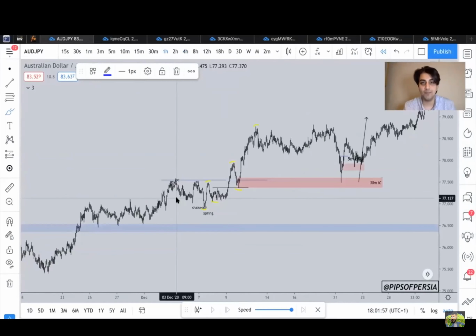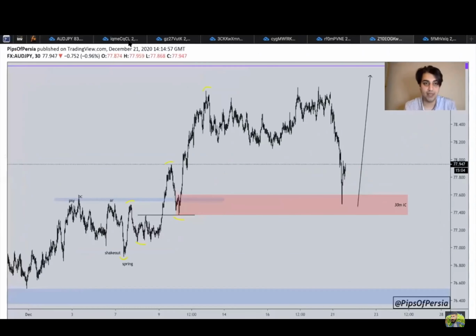So this over here is this picture, basically. And again, December 21st was when this was actually taken. Now, when you look at this picture, there's practically only one POI that you would look at, which is exactly where it's highlighted, that 30-minute institutional candle in the middle of the range.